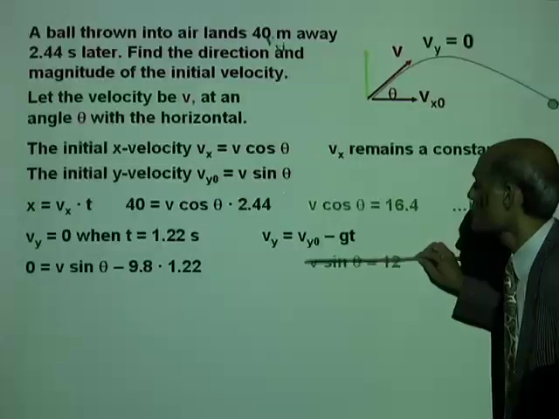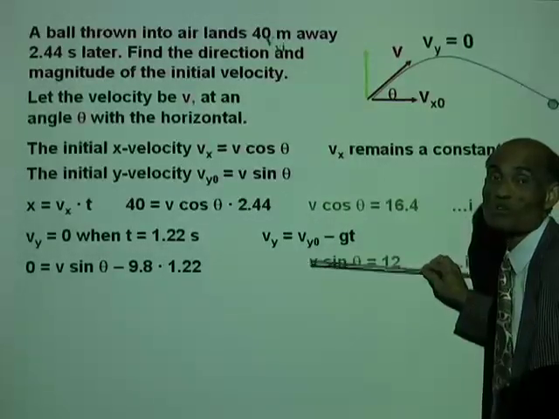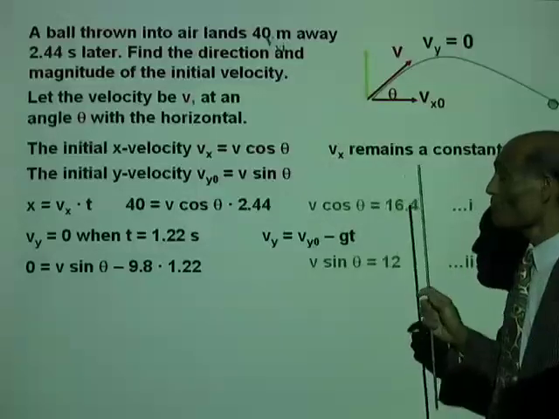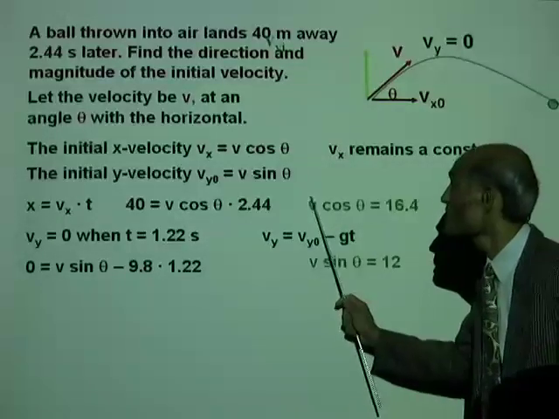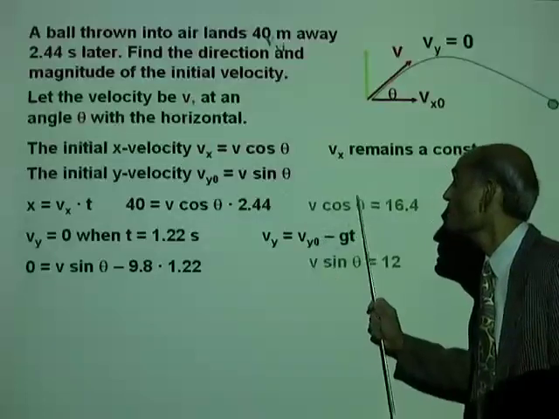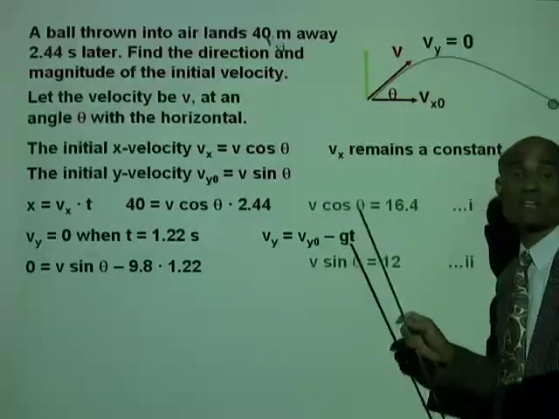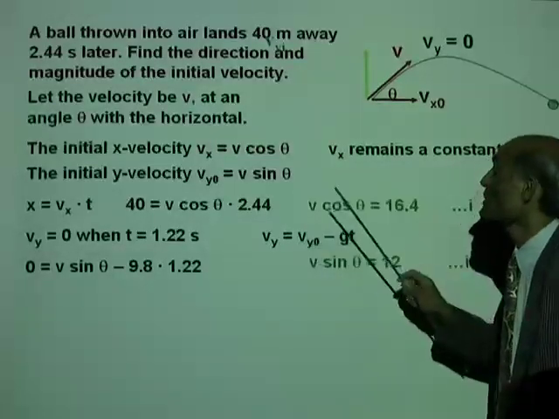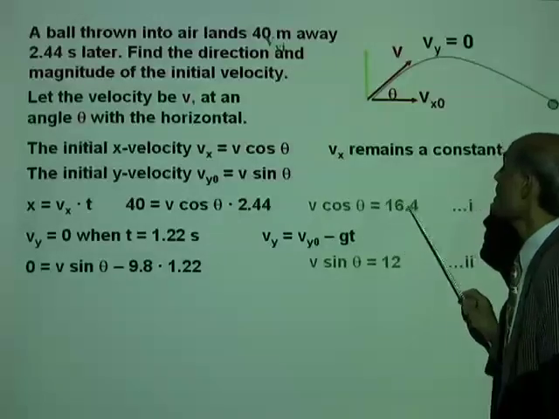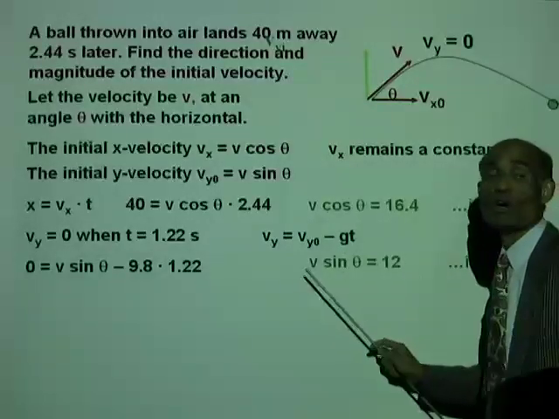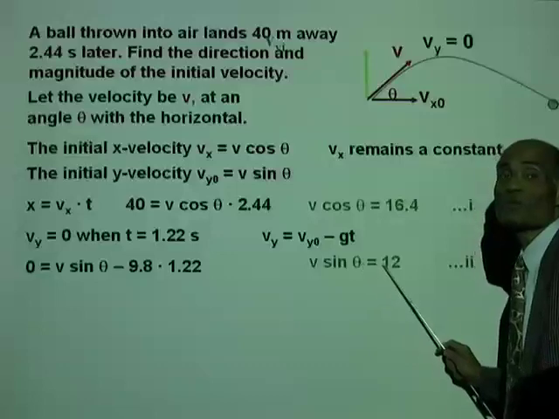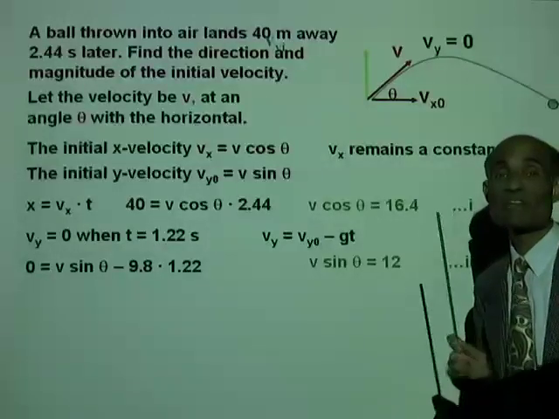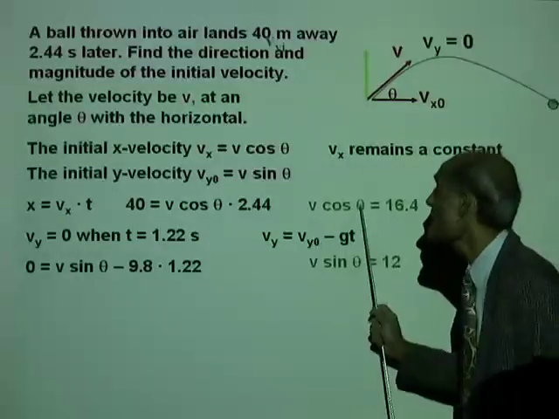Okay, let me see how much mathematical background you can use to solve this problem. What we are looking for, we need to find the value of V and the value of theta. And we have two equations. V cos theta equal to 16.4. V sin theta equal to 12. Can you find the value of theta from here?